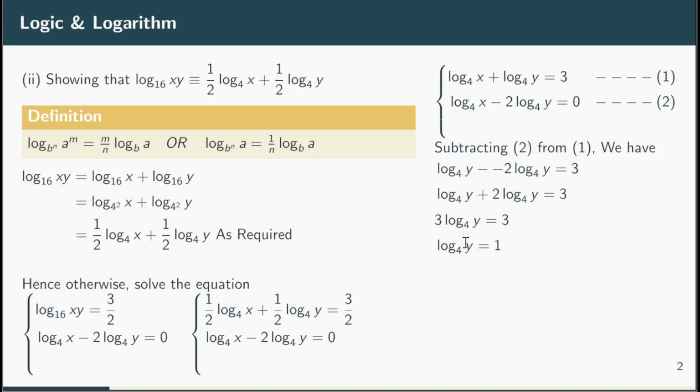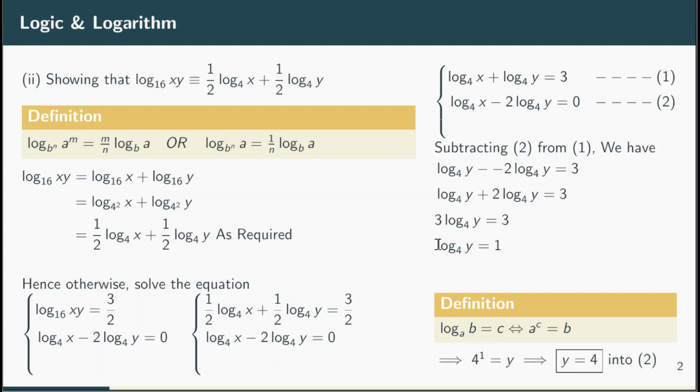Now to proceed, let us use another definition that will help us change from logarithm to indices. If I have log to the base a of b, which gives me c, then the base of the log remains the base of the index, the answer becomes the exponent, and this value becomes the result. So I'm going to convert this and proceed to solve. When I convert, I will have 4 raised to the power 1 is equal to y, and 4 raised to the power 1 gives us 4, so the value of y is equal to 4.